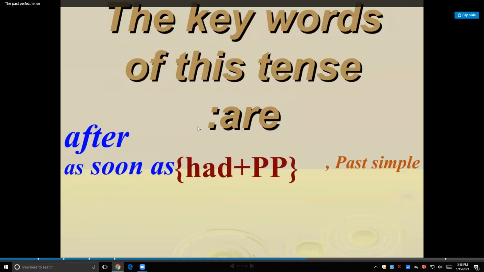Now the keywords that we use for this past perfect tense are like after, as soon as, and then plus auxiliary verb had, and then the past perfect form of the verb, and then we have this past simple action, past simple tense. So it's a combination of a past perfect tense and a past simple tense.